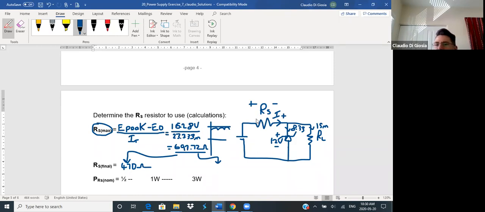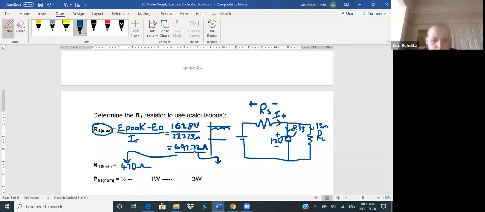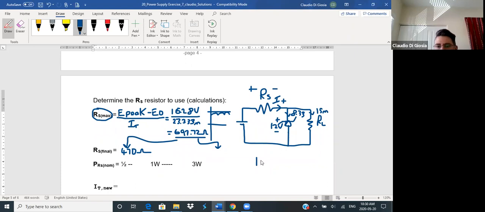I don't have a 697 ohm in my kit. What I do have in my kit that comes close to this is a 470, and I have a 1K. If I use a 1K, just using Ohm's law, please pay attention. The voltage across that RS is 16.28. If I divide this by 1K, if I were to choose the 1K, what's my current now? It'd be 16.28 milli.